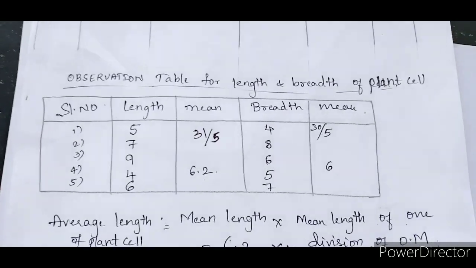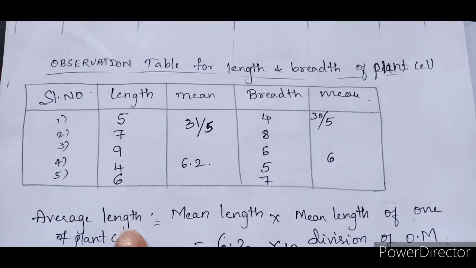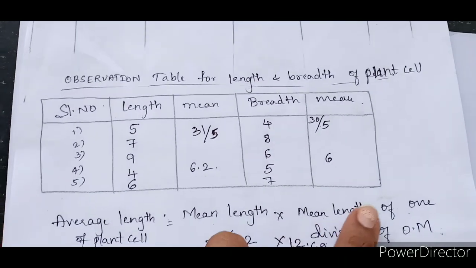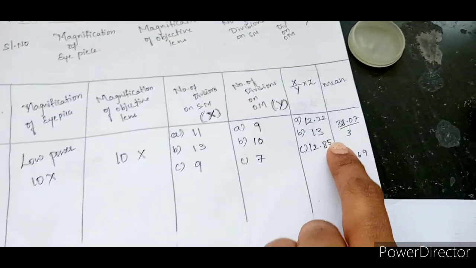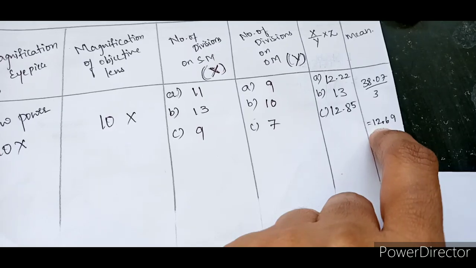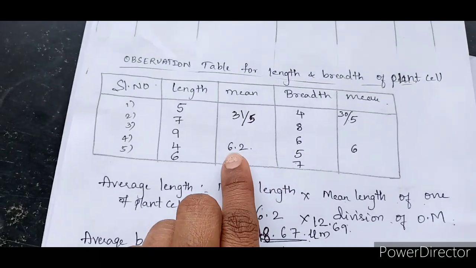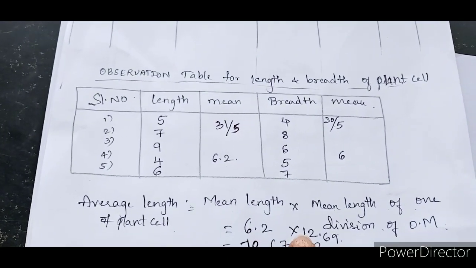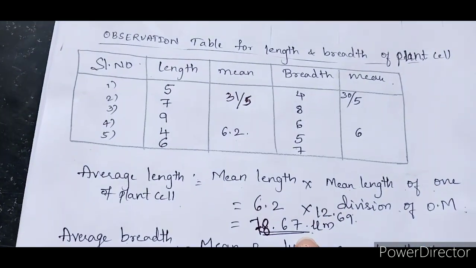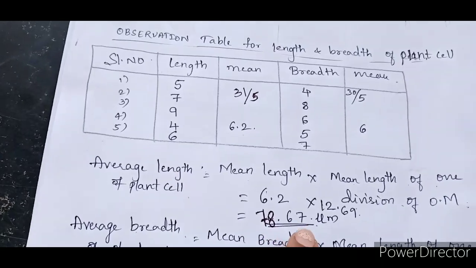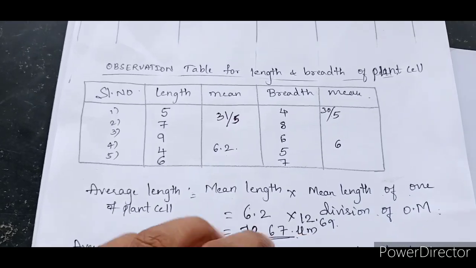So now we have to calculate the average length of the plant cell. The formula is mean length into the mean length of one division of the ocular micrometer. The mean length of one division is what we took before for the calibration of the microscope, that is 12.69. Now the mean length is 6.2. So 6.2 is multiplied by 12.69, and we get 78.67 micrometer. This is the average length of the plant cell. So micrometer will be the unit.